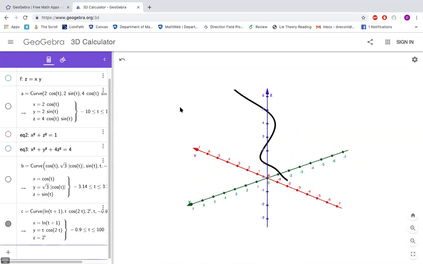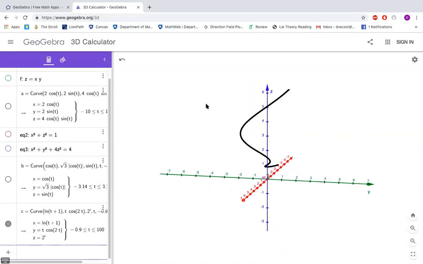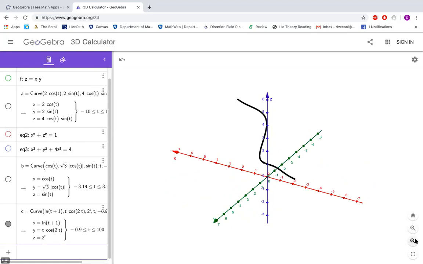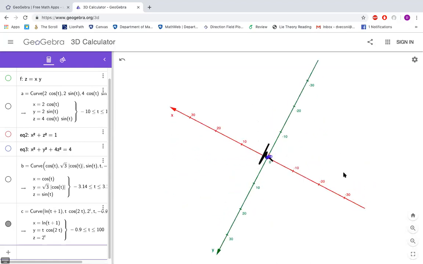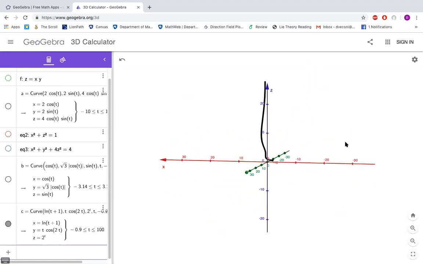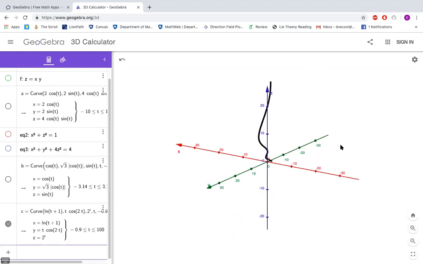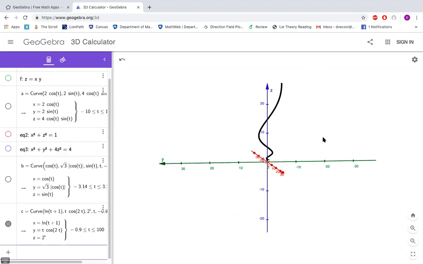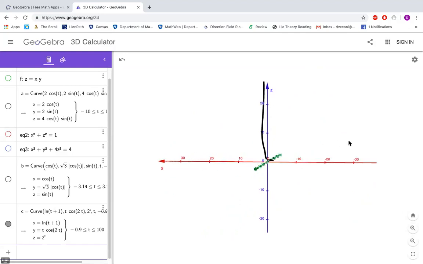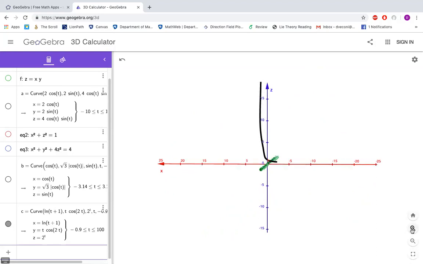All right, and here's the resulting curve. We can zoom out and see that the curve starts growing very large. The y term keeps oscillating, but the x and the z start flattening out at a certain point.